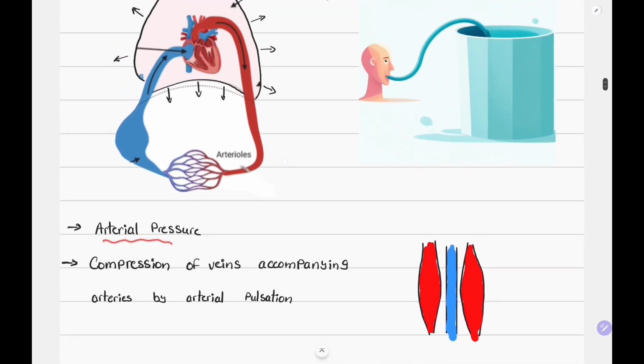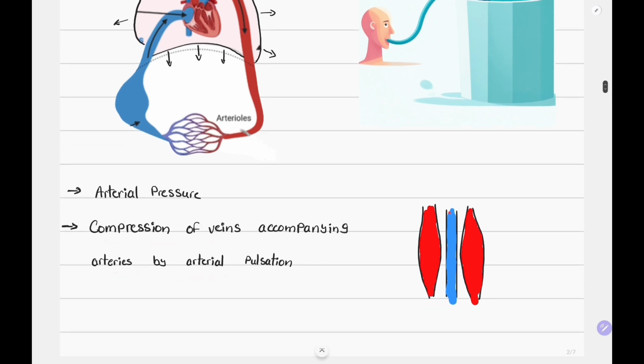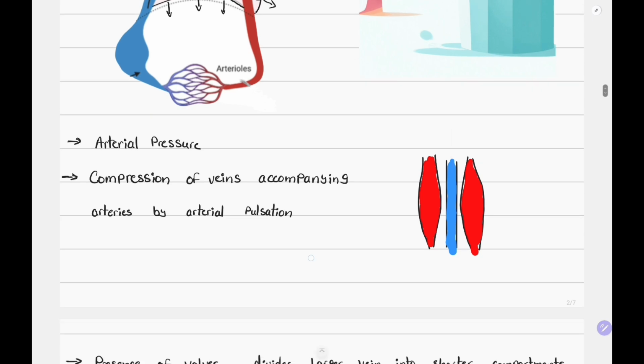Arterial pressure. The blood in the arteries is already coming with a great pressure. That pressure from behind pulls the venous blood upward to the heart. Compression of veins accompanying arteries by arterial pulsation. If this is a vein and there are accompanying arteries, when the arteries receive pulse from the heart, they manage to compress the vein, and that compression of the vein leads to the flow of blood again back to the heart.